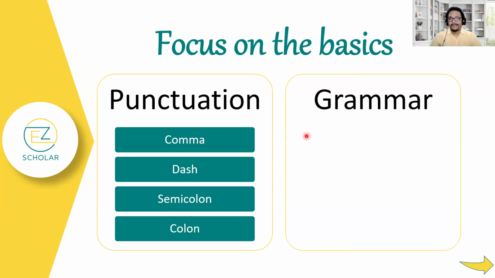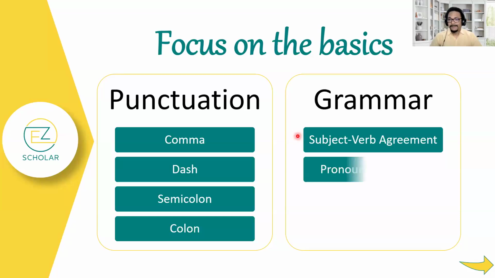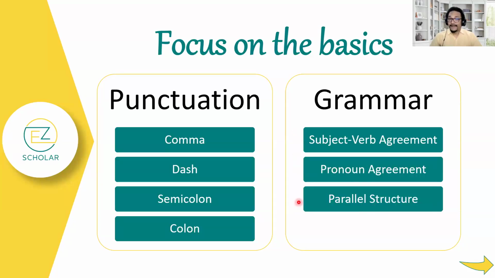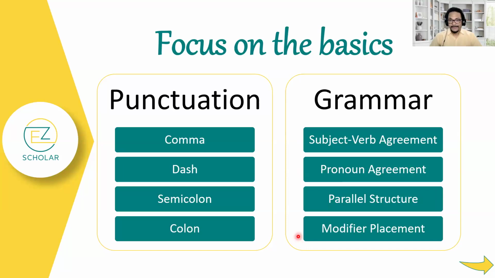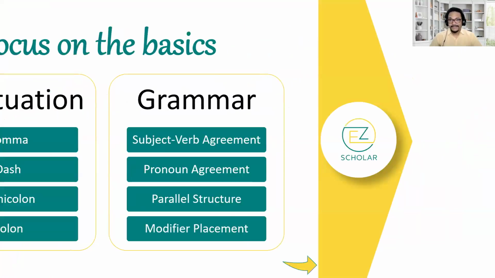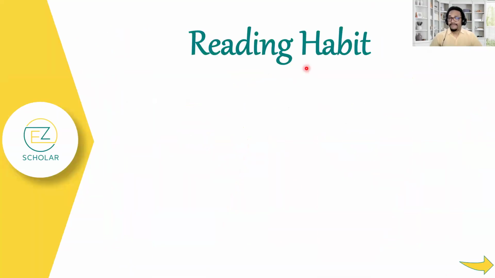And for the grammar, again, there are just four rules that you need to know really well. They are subject-verb agreement, pronoun agreement, parallel structure, and modifier placement. After this, it's important to inculcate a very strong reading habit. Reading on the SAT is a very important skill, and the more you read in your day-to-day life, the better you'll do on your SAT English.